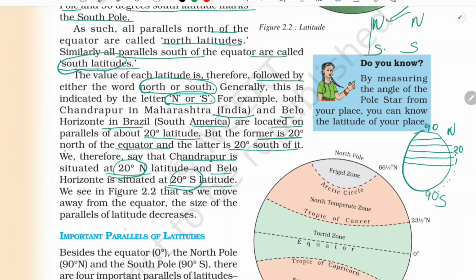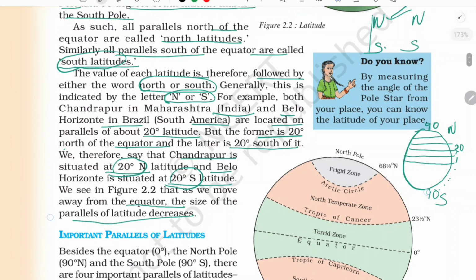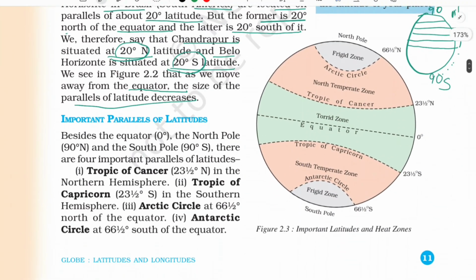Okay, so we will find more important things about these parallel lines. I hope you have understood about the equator, axis, and these parallels of latitude a little bit. Now let us try to understand some important parallels of latitude. We will learn about them: the Tropic of Cancer, Tropic of Capricorn, Arctic Circle and Antarctic Circle.